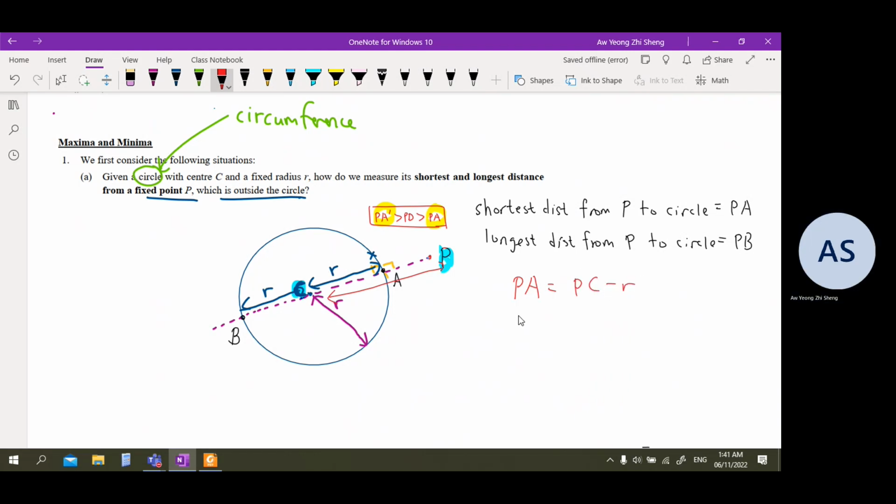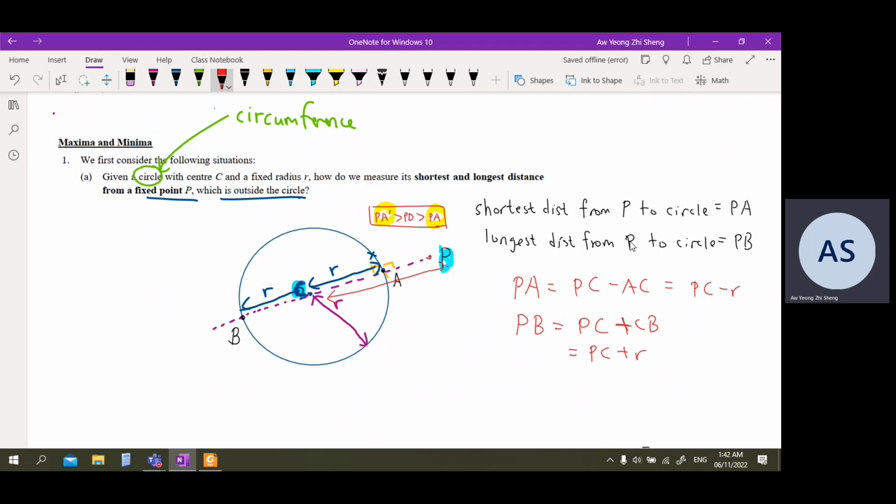And PB, you will just need PC plus radius, because PB is just PC plus CB. And we know CB is the radius. And similarly, PA just now is PC minus AC. And we know AC is the radius, therefore it becomes PC minus R.